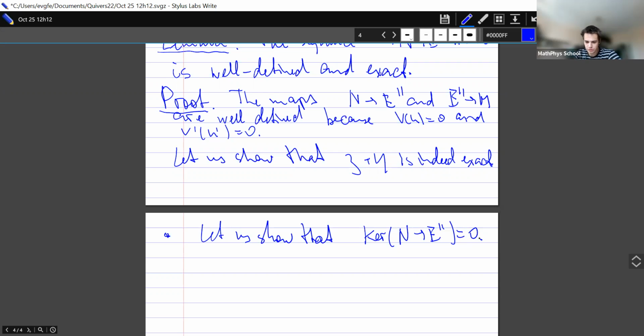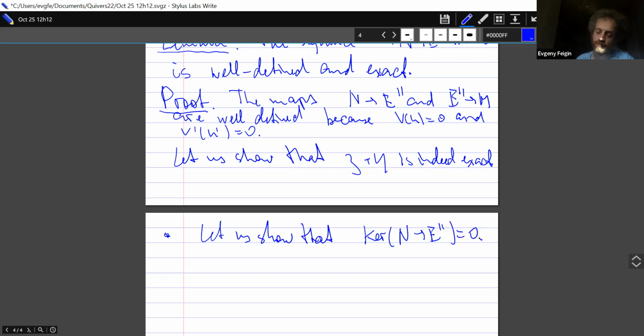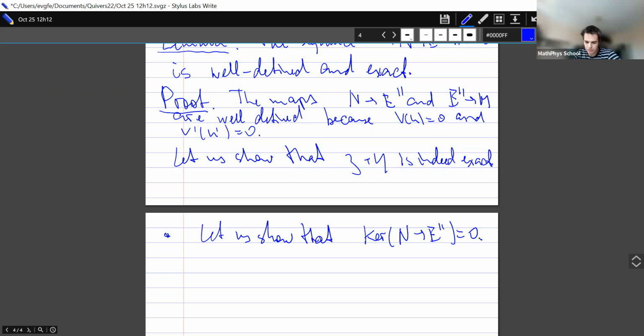Because if something lies in the kernel, it means that it lies in the subspace. We have u of n and u prime of n, and it should be equal to u of n prime for some n prime minus u of, okay, yes, n tilde.